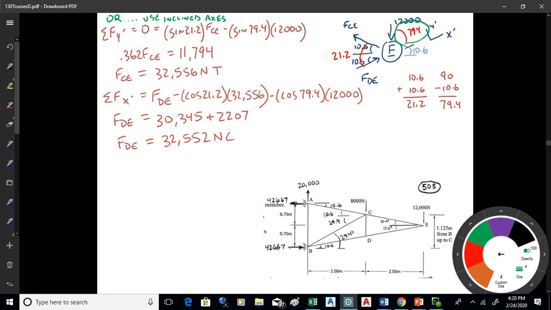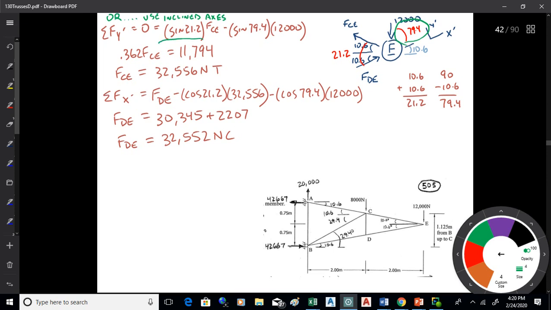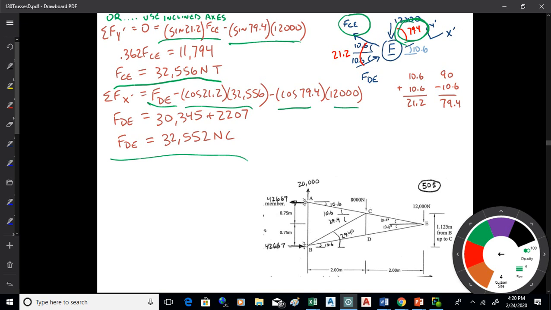So if I do it this way, I get sum of Fy prime as sine 21.2, that's this one, times FCE minus sine 79.4, that's that one, times 12,000. So FCE is 32,556, pulling, so it's tension. And then I go sum of Fx prime and get FDE minus cosine 21.2 times 32,556, and then minus cosine 74 times 12,000. And that would get me FDE. So you can do it that way, if you like. Either way.